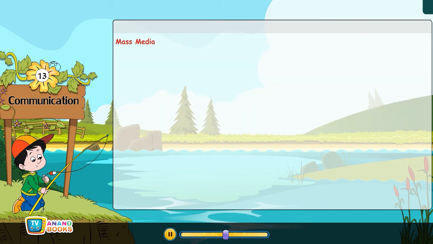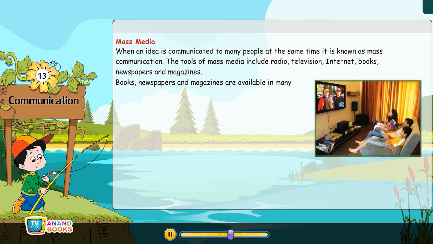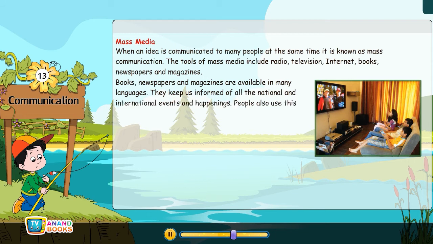Mass media. When an idea is communicated to many people at the same time, it is known as mass communication. The tools of mass media include radio, television, internet, books, newspapers, and magazines. Books, newspapers, and magazines are available in many languages. They keep us informed of all the national and international events and happenings. People also use this medium to advertise for their products and services.